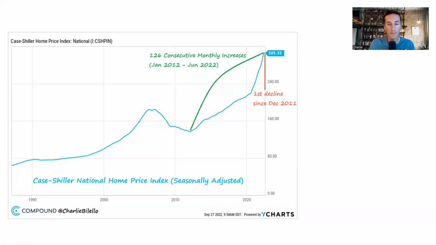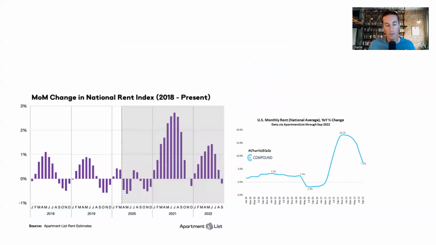So start of a shift, certainly a slowdown in the housing market, but starting to finally see that pullback in prices. And this, of course, is a lagging index. We have more recent data out of Redfin showing that prices are down around 6% from their peak back in June. So that's one thing in terms of home prices.